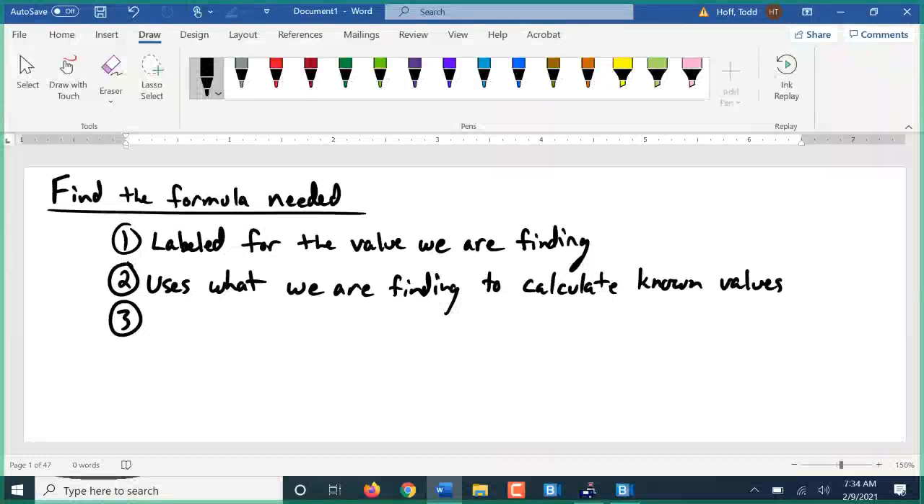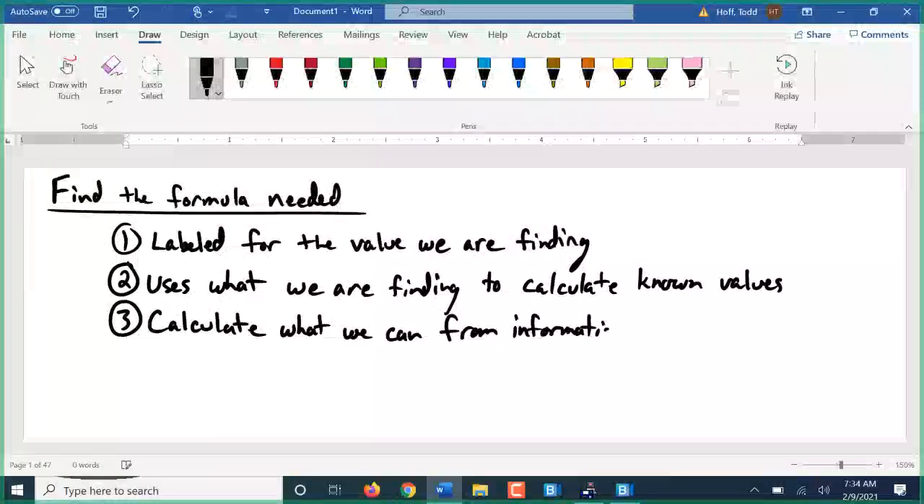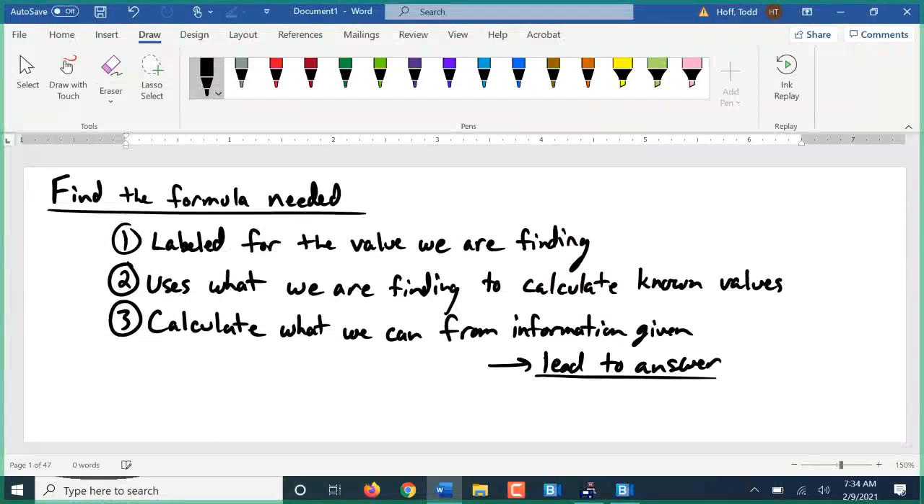Third and last resort is to just calculate what we can from the information we have. And then hopefully what we calculate will lead to the answer we're looking for. We'll look at some of those too before we're done, maybe even a few more of those tomorrow. So anyway, let's look at this first option here.